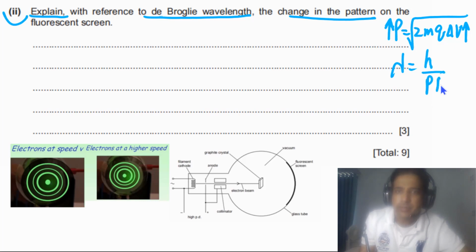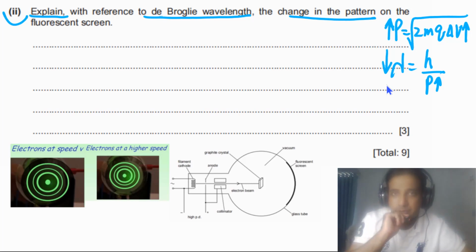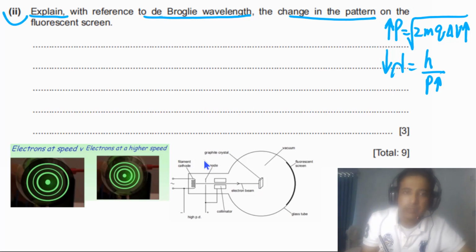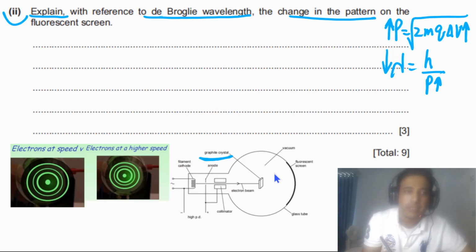If momentum increases, wavelength has to decrease. If wavelength decreases, it means the fringe spacing has to decrease. If we are using the same graphite crystal, meaning the same grating spacing, diffraction angle will decrease, or simply we can say fringe spacing will decrease, as you can see here.